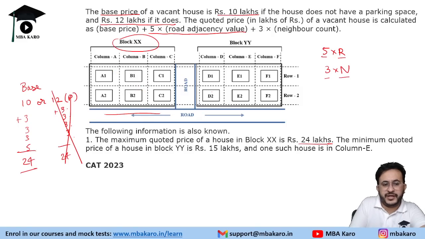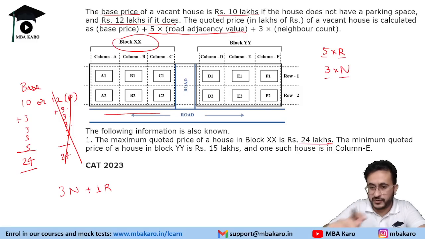Now, how do we get 24? That means 3 neighbors and one road. So the house should have three neighbors and one road.